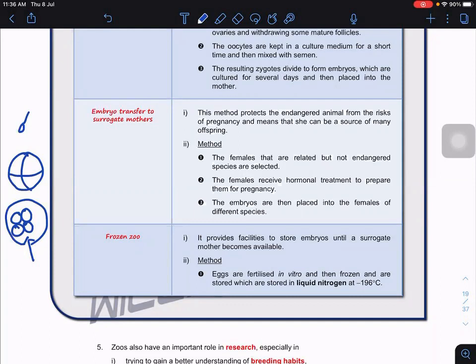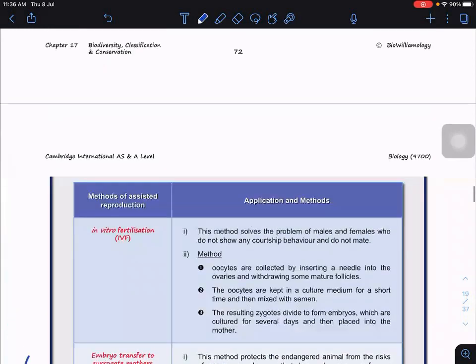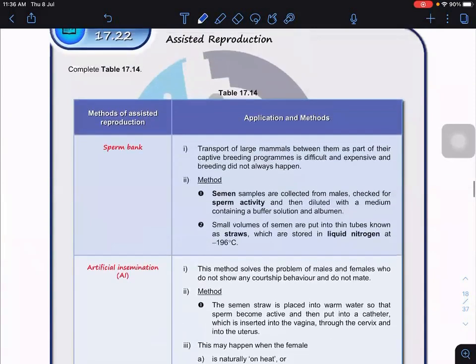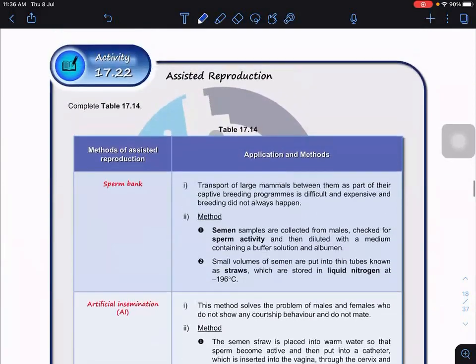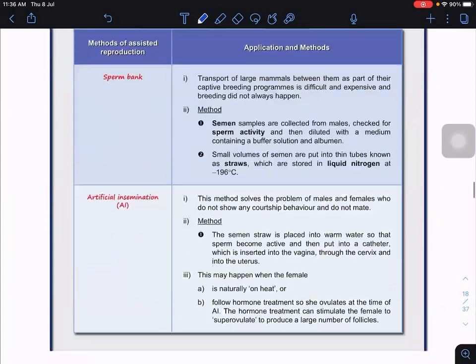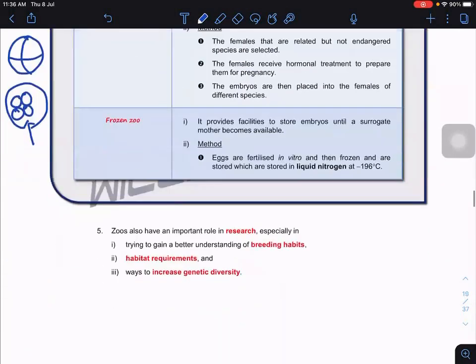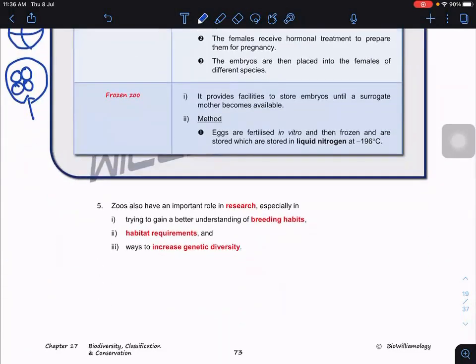Okay, understand the concept here, because an easy question came out before. What are the assisted reproductions? Okay, so those are the applications and the methods. Okay, so zoos have a very important role in terms of research on what? Breeding, habitat requirements, and how to increase genetic diversity.